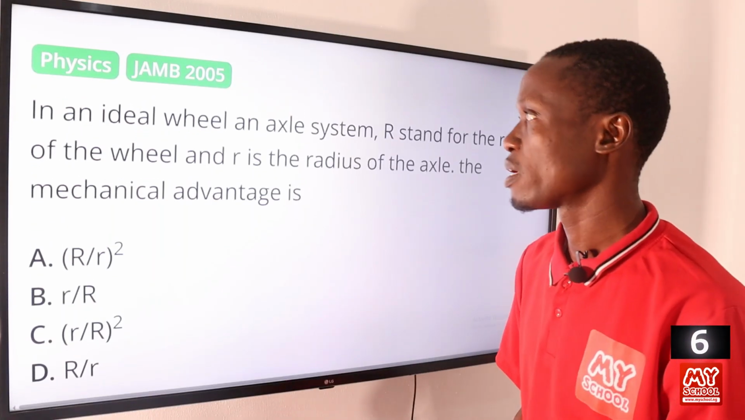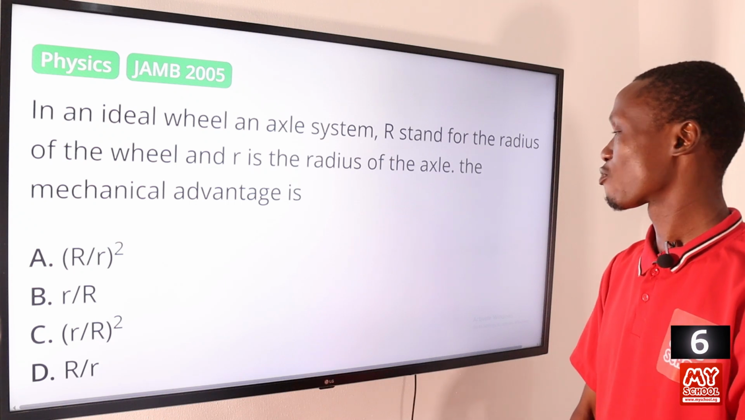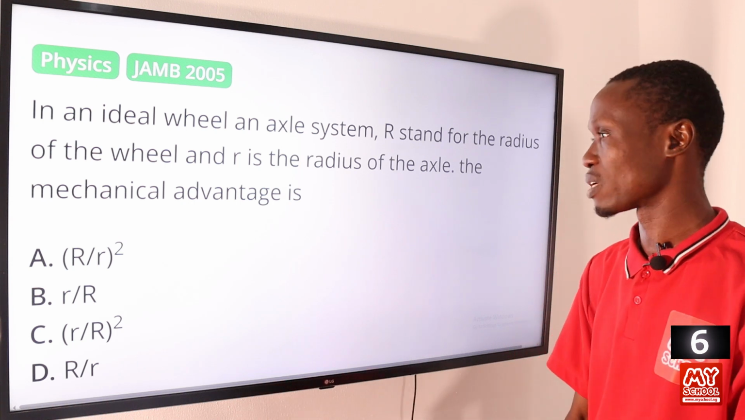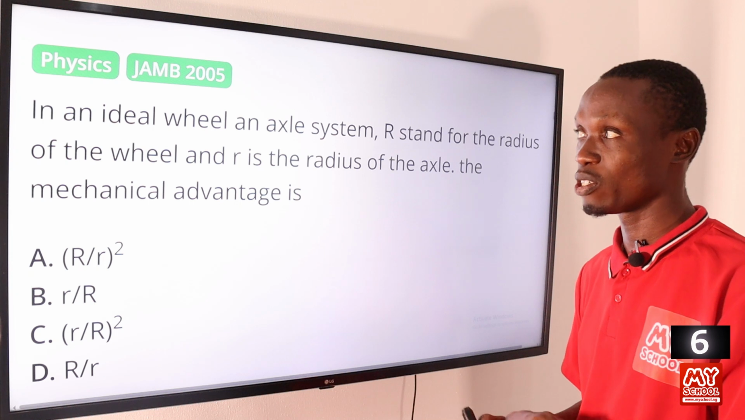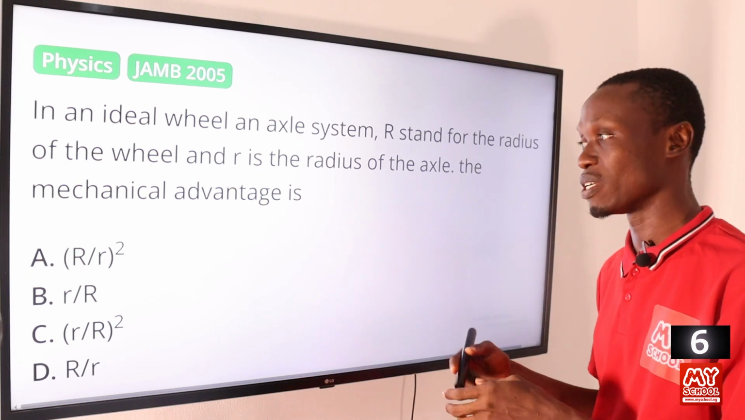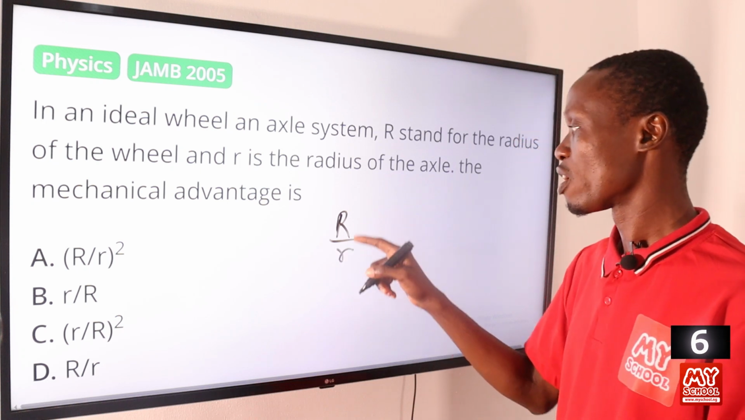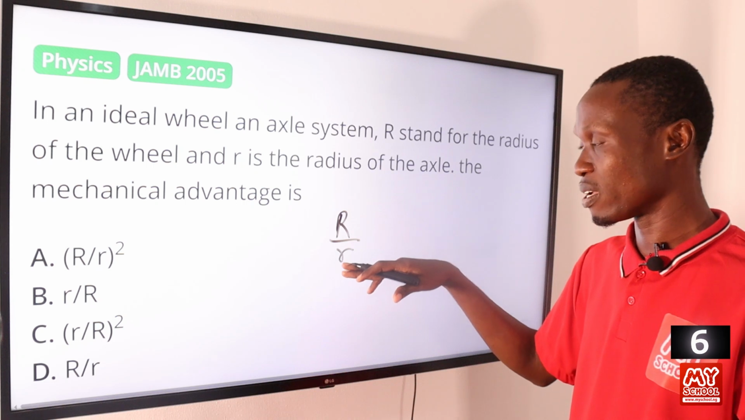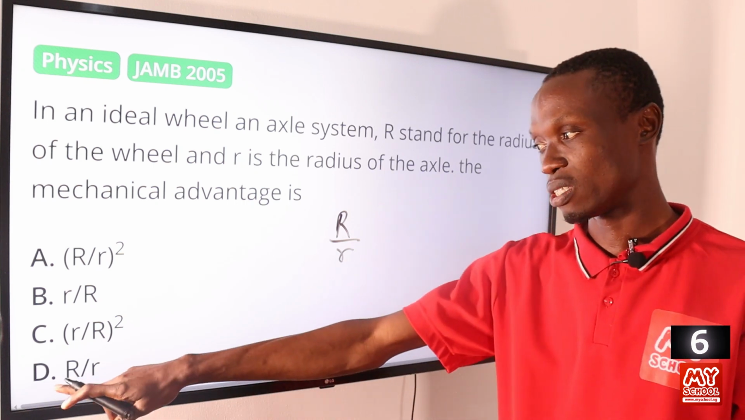Question 6. In an ideal wheel and axle system, capital R stands for the radius of the wheel and small letter r is the radius of the axle. The mechanical advantage of the wheel and axle system is given as R over small r, okay? Where big R stands for the radius of the wheel and small r stands for the radius of the axle, okay? Which makes option D the correct answer to this question.